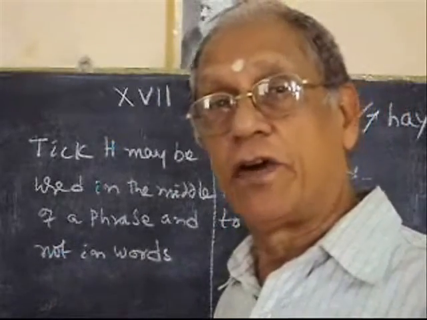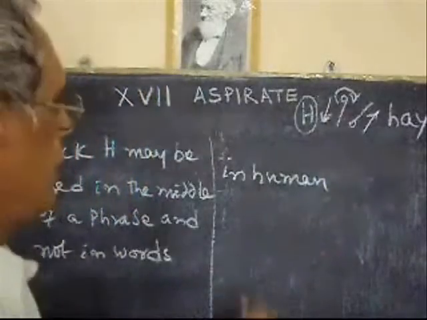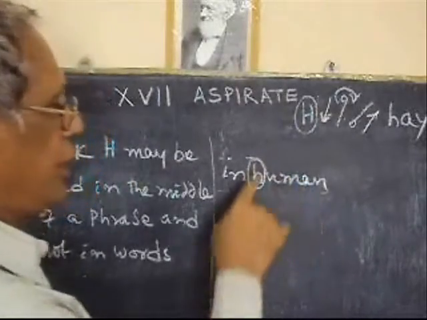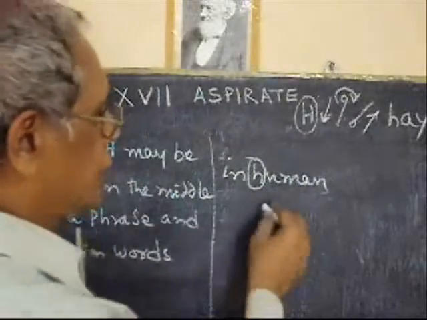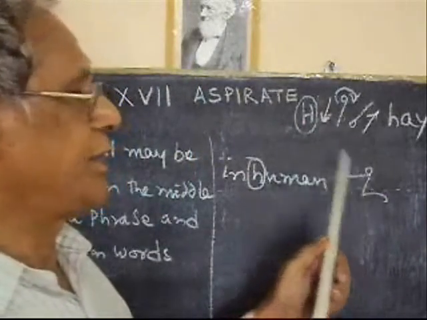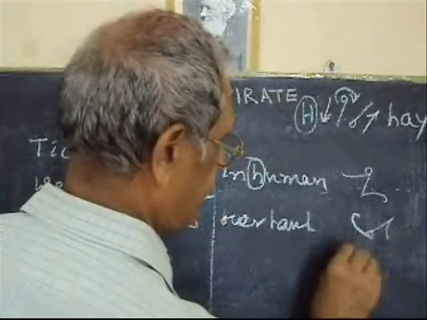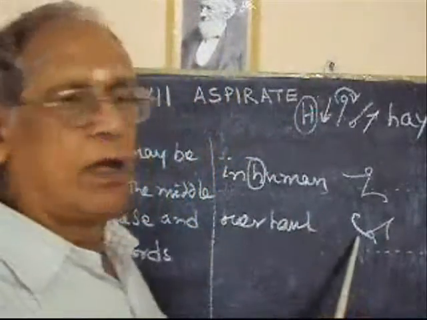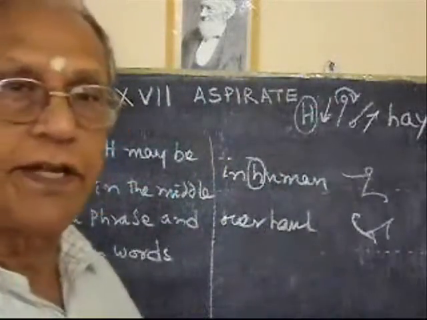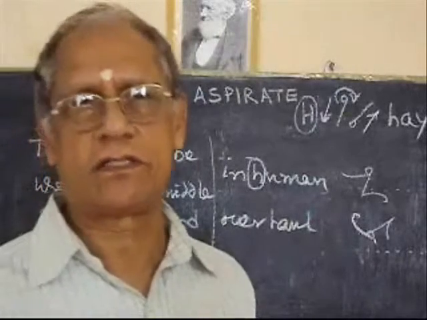If you want to use tick hay in words, it is only initial hay before M, L, R. For example, inhuman. This is a single word, so in the middle, hay has come. In human, you cannot use the tick hay, so you have to write the stroke only. Over how? Merely in a word, you cannot use the tick hay. It is restricted. But you can use it in phrases. Very few phrases use tick hay, not many.